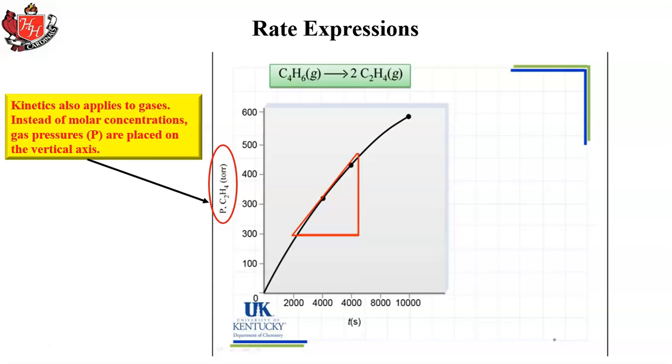This is a similar graph. This one's for a product because it's increasing as time goes along. A simple point of this graph is that you can use the same kinetic relationships for gases, but instead of molar concentrations, you'll see where the circled axis is, the vertical axis, that kinetics also applies to gases. Instead of molar concentrations, gas pressures P are placed on the vertical axis.